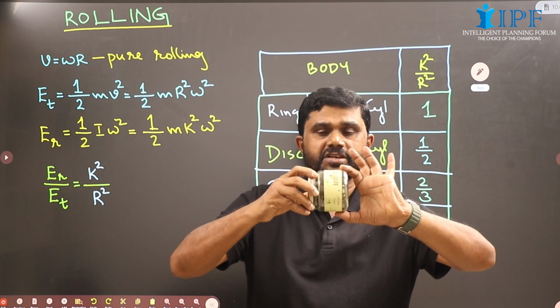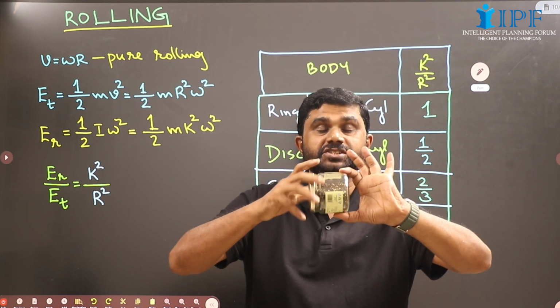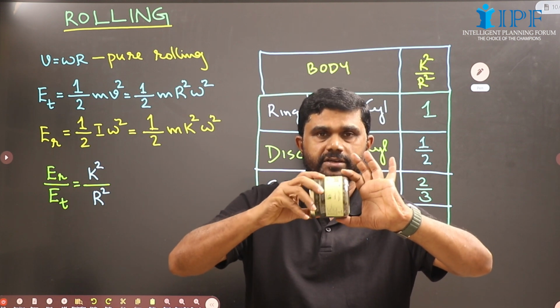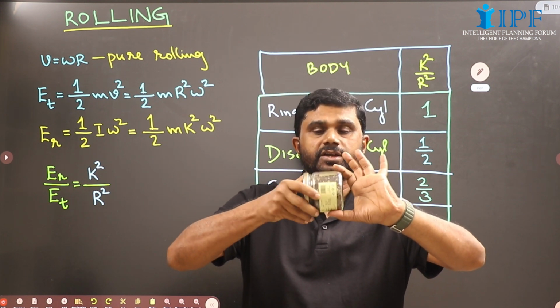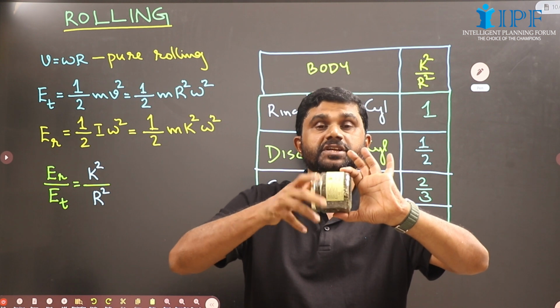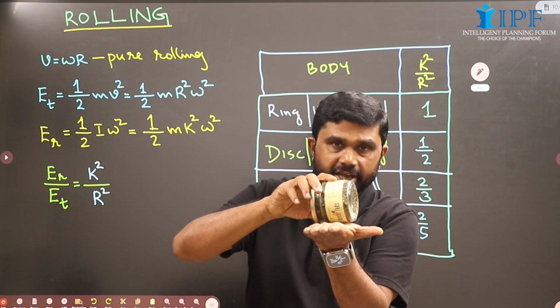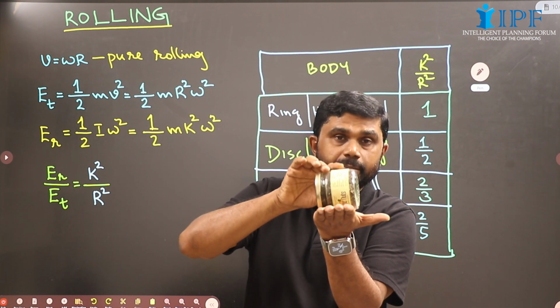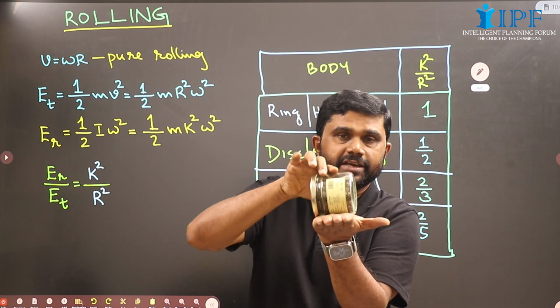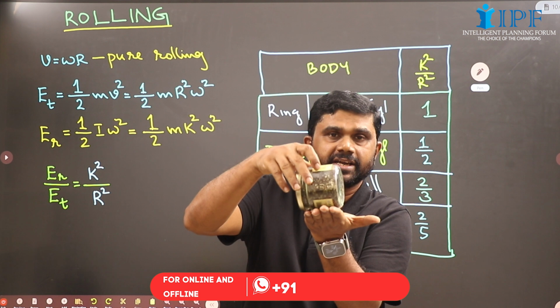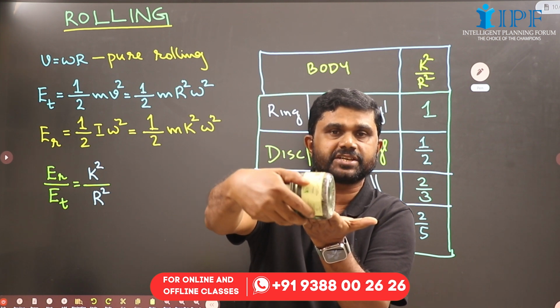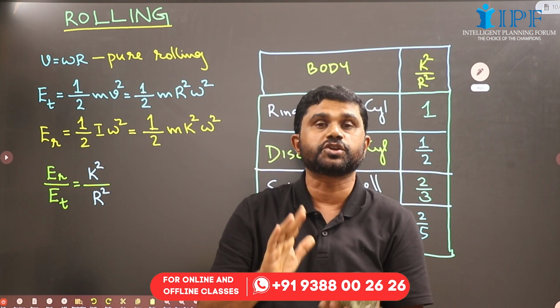See, if it rotates here, meaning it is not moving translationally, then it rotates. This motion is called rotation. And if the body rotates and at the same time moves translationally, like this, then it is said to be rolling.